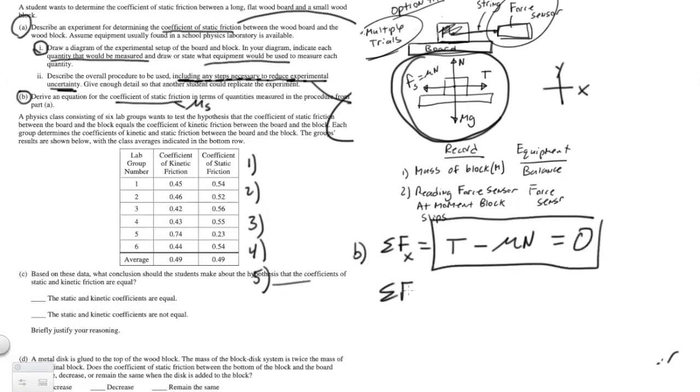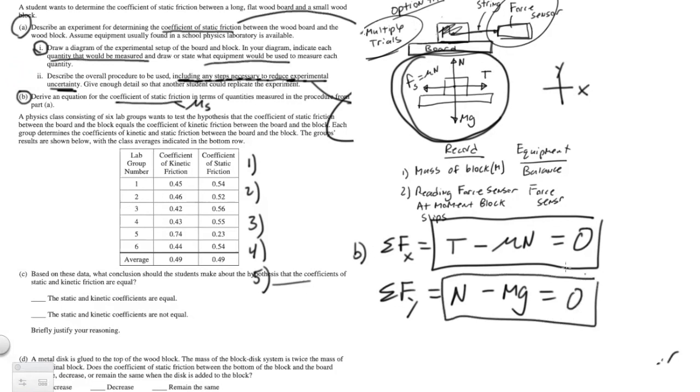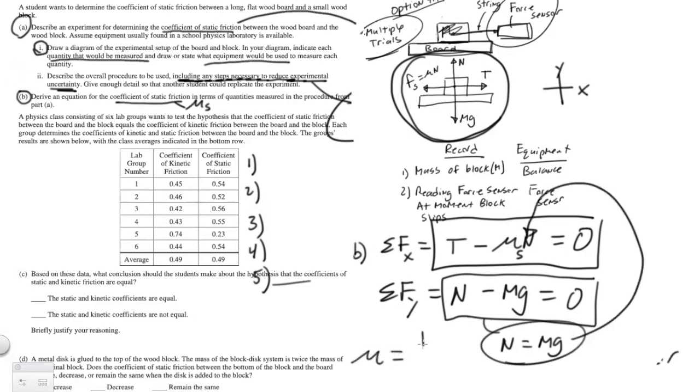And then we're going to sum forces in the y direction. That's going to be normal force minus mg equals ma, the mass times y acceleration. But looking at this block in the y direction, there is no acceleration vertically, so that goes to 0 as well. And this is going to be mu s, that's mu static. We're going to combine these two equations. So normal force must be equal to mg. Take that, plug it in up there. We get mu equals tension over mg.